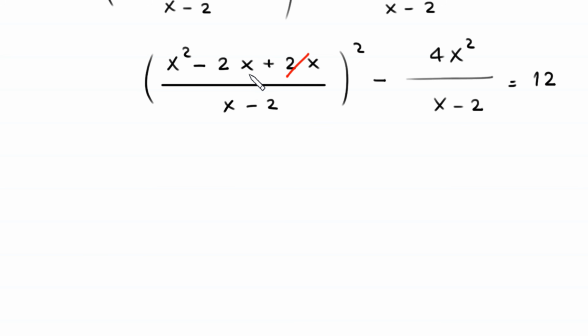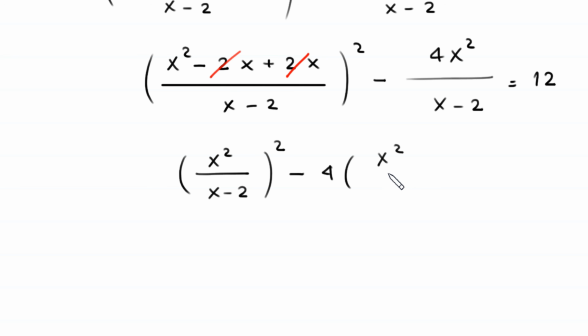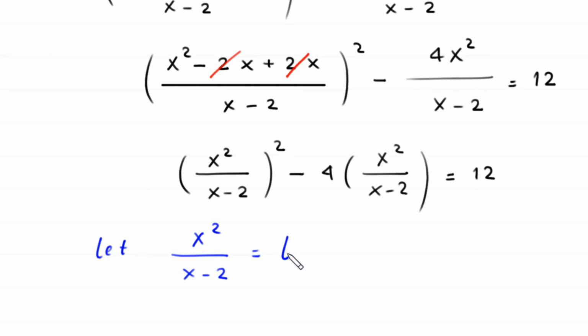Now this 2x will be cancelled out with this negative 2x and we are left with x² divided by (x - 2) whole squared. This negative 4x² over (x - 2) can be written as negative 4 times x² divided by (x - 2) equal to 12. Now we suppose that this expression x² over (x - 2) equal to t. Let x² divided by (x - 2) equal to t.